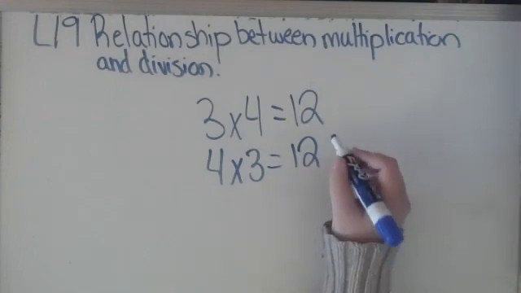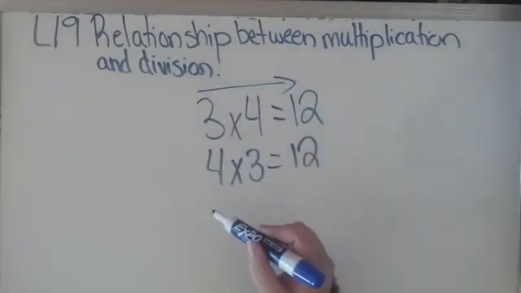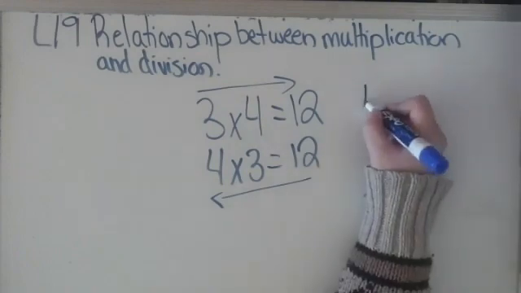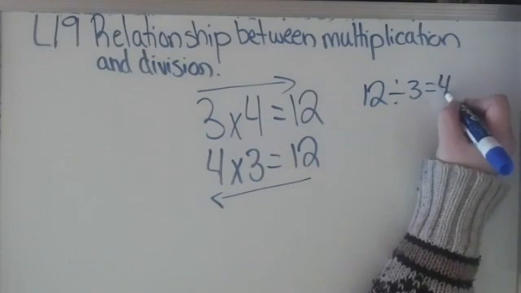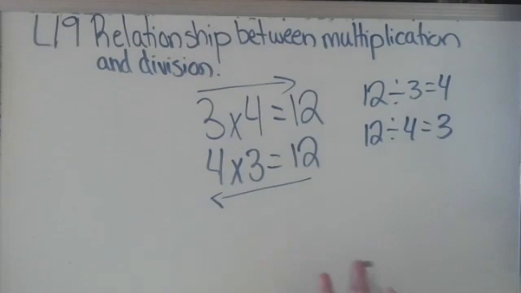Now, if I wanted to make a division fact out of this, I still can, because if I read it this way, it is multiplication. But if I read it this way, it's division. So I can say 12 divided by 3 equals 4, or 12 divided by 4 equals 3. Because of the relationship that multiplication and division have, I can switch them like this and they'll still be the same numbers. So this is a multiplication division fact family. I can make 2 multiplication facts and 2 division facts from it.